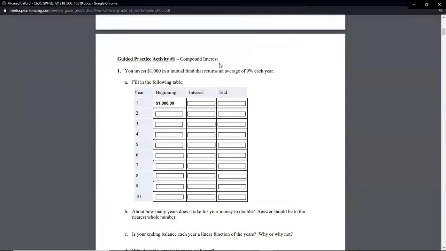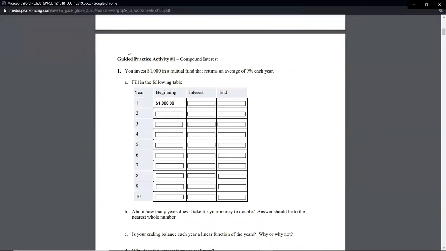So guided activity 1, compound interest. You invest $1,000 into a mutual fund. What's a mutual fund? A mutual fund is basically a bundle of stocks or bonds or mortgage-backed securities, basically just stocks and bonds pretty much, but they can be other things. Instead of just buying Apple, or just Tesla, or just Amazon, you have a mutual fund that has a whole bundle of these. So you get to buy Apple and Amazon and Tesla and maybe 20 or 30 or 500 other stocks as well.